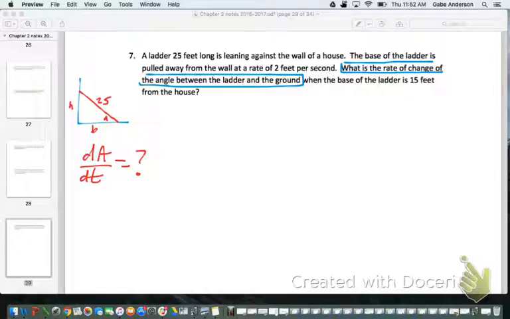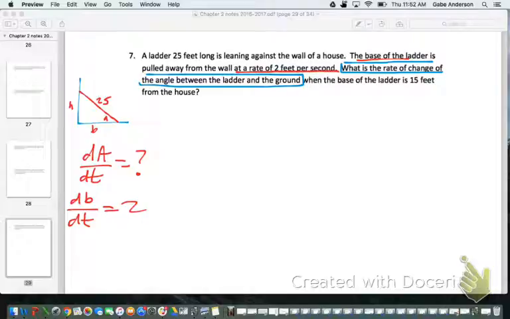Okay, so Mandy, did you underline any rates that might help us with this? What'd you underline? At a rate of 2 feet per second. Okay, so we're talking about the base of the ladder in that case, right? So then did you interpret that into the rate variable stuff? Yes, I did, dB/dt equals 2 feet per second. I agree. Units are good there. I'll leave them off just for lack of space on my screen, but yes, dB/dt equals 2.